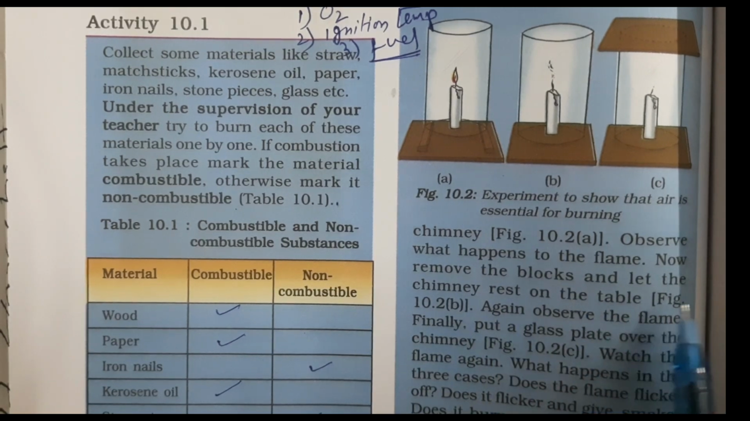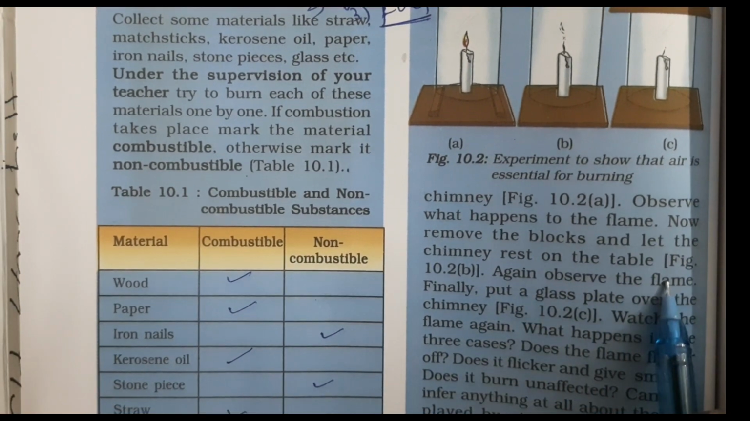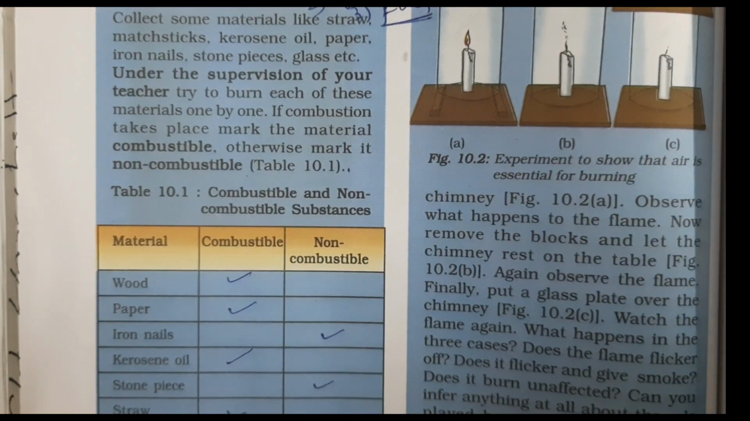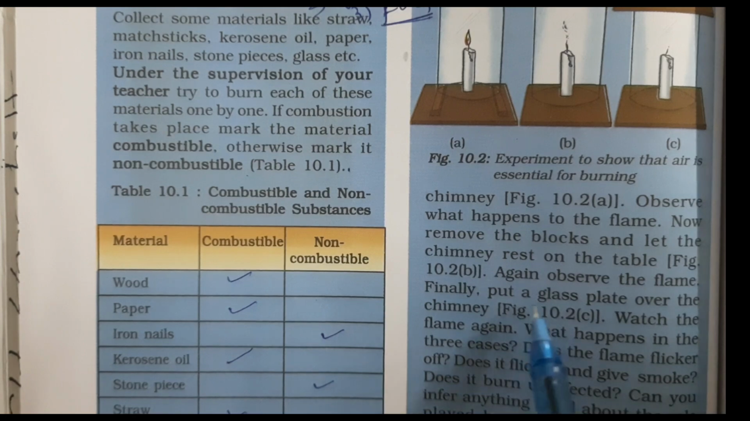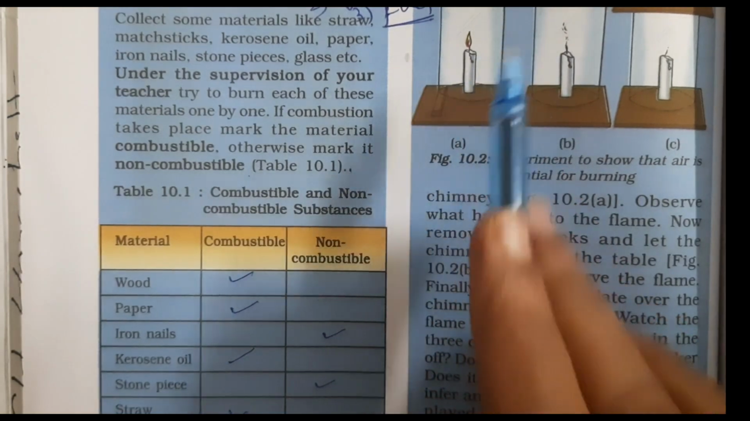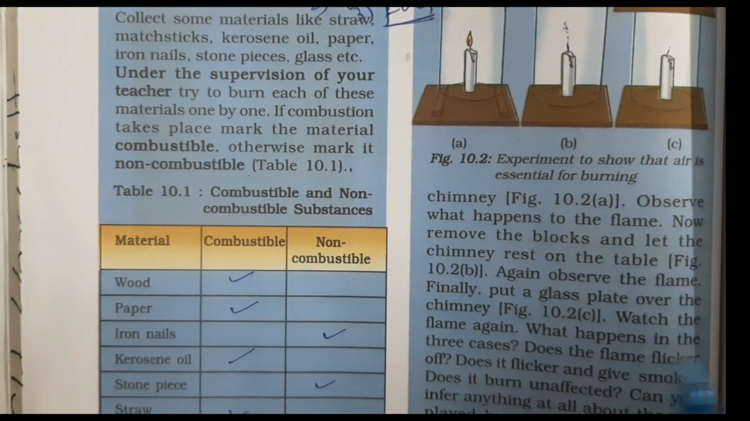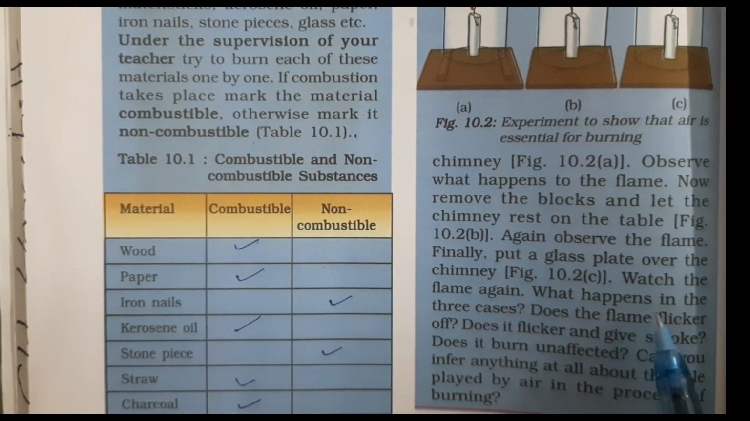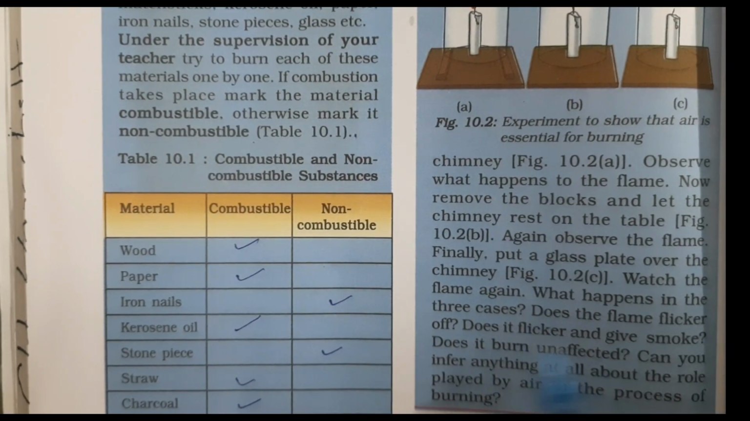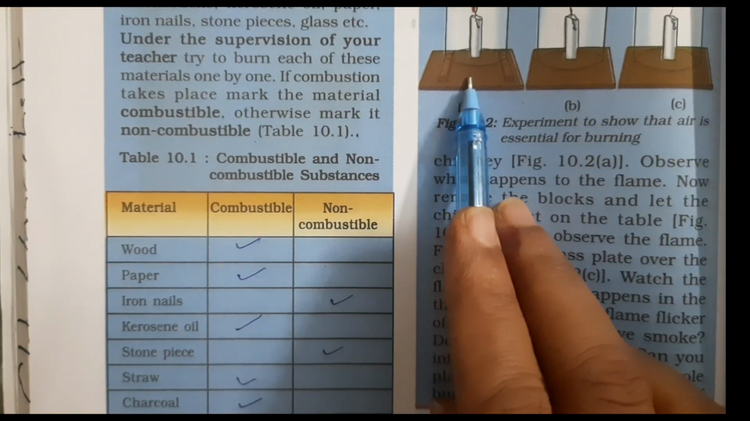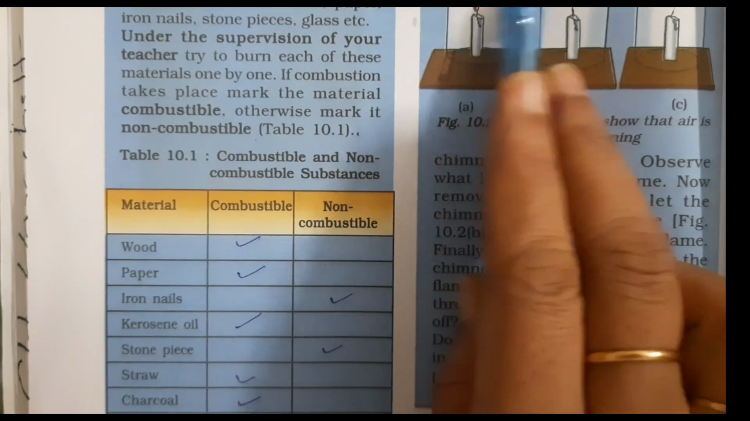Now remove the block and let the chimney rest on the table. After that, we are removing this block and observing what is happening. Now again observe, here different figures are taken. For the first one, A, we just removed the block and we are seeing what is happening. Again observe the flame. Finally, put the glass plate over the chimney. Watch the flame again. What happens in the three cases? So here, one by one, we are seeing the activity. First one, it is kept open where no blockage is there.